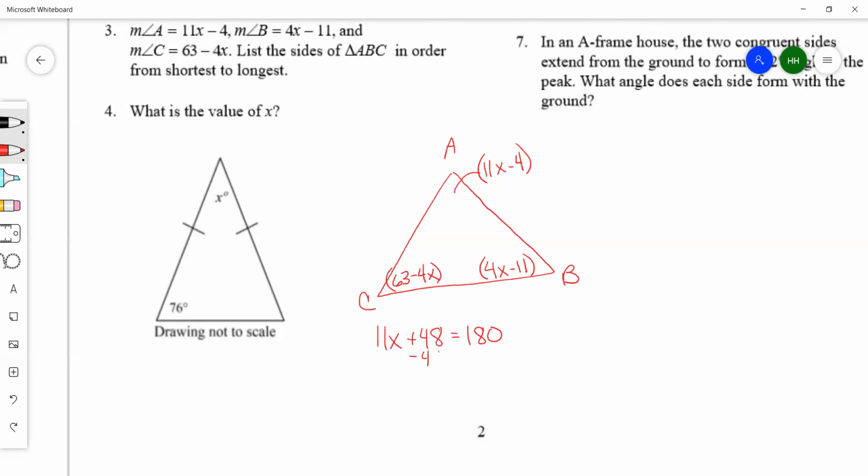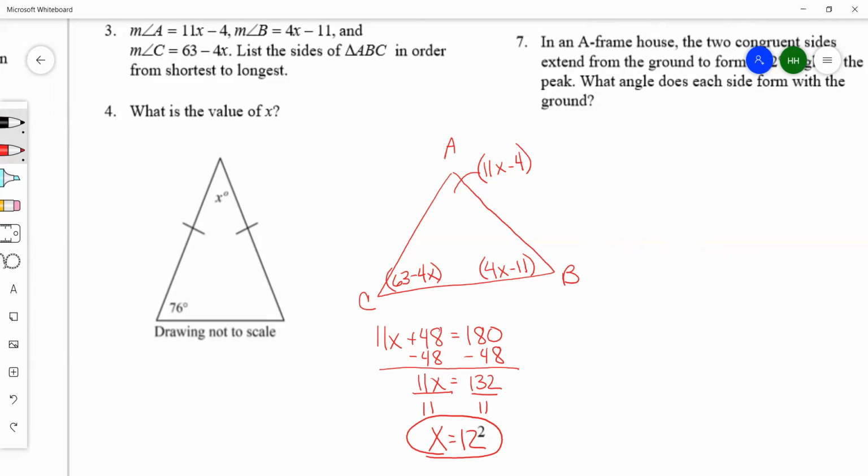If we subtract 48 from each side, then 11x equals 132. And if you divide both sides by 11, x equals 12. Now, we have to take this x equals 12, and we have to substitute it into each of these expressions.